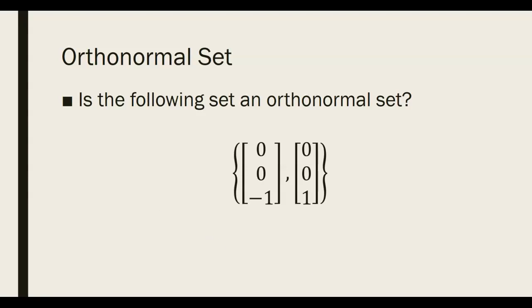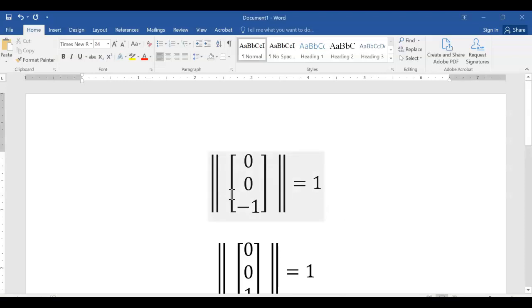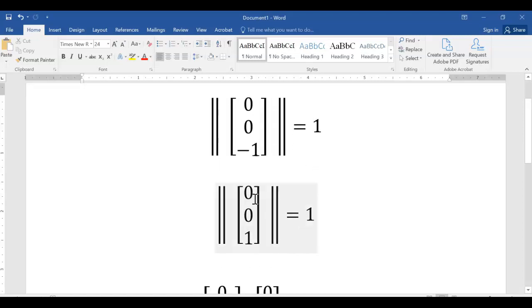Okay, so here's what we did. First off, if you notice these two vectors, 0, 0, -1 actually has a length of 1. You can, again, take the inner product with itself: 0 squared plus 0 squared plus -1 squared is 1. Square root of 1 is 1. Same thing, 0, 0, 1 also has length 1. So our two vectors have length 1.